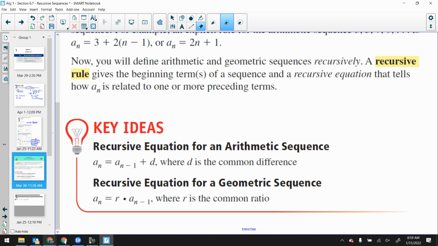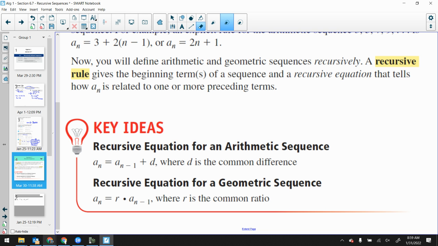That's a sub n, the term we're trying to find. What does a sub n minus 1 mean? It's the one directly before it, the term right before the term you're looking for. So it basically says any term, you can take the one right before it plus your difference.